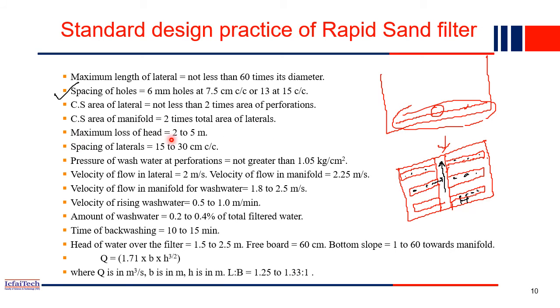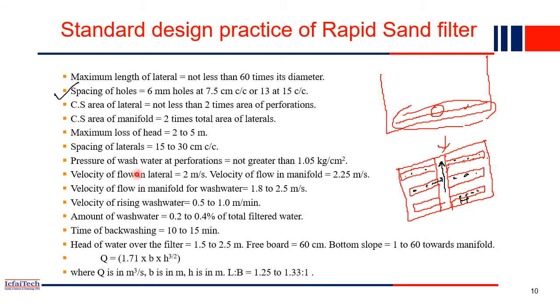Then the maximum head loss allowed is 2 to 5 meters. So the head will be at the top, and the loss will be at the bottom, right? Head loss, the head difference between this inflow and outflow should be 2 to 5 meters in this range. Spacing of laterals 15 to 30. This is one lateral, this is another lateral, right? This is the spacing. So this spacing normally you can keep 15 to 30 centimeters. You can understand how much the spacing is.